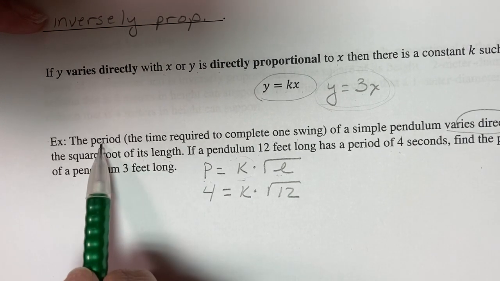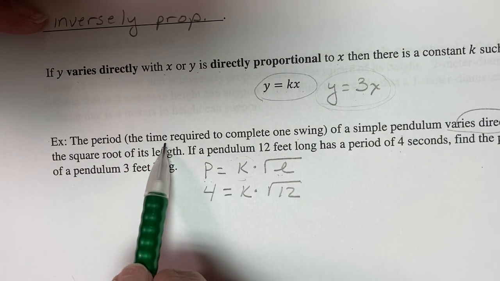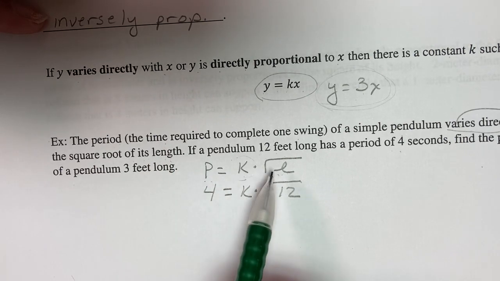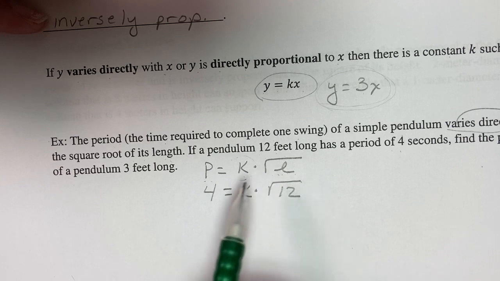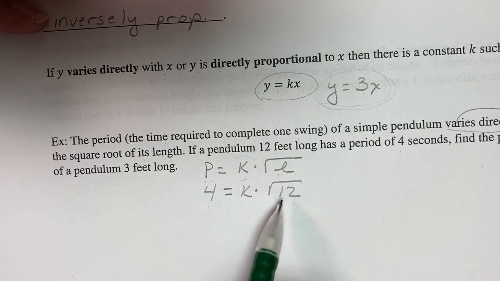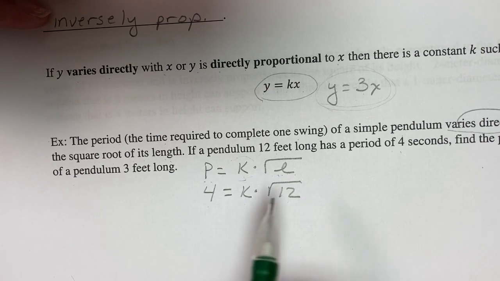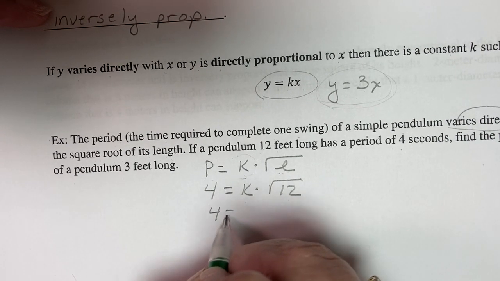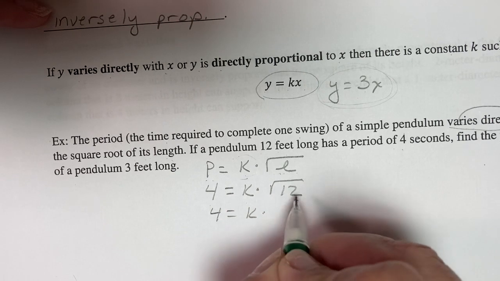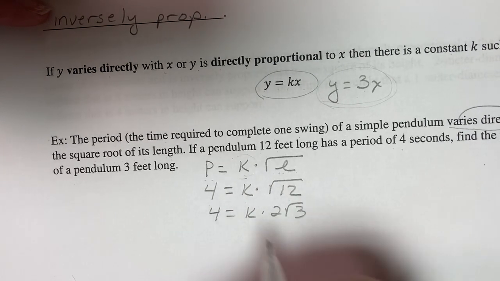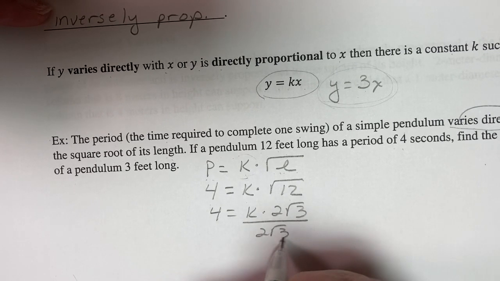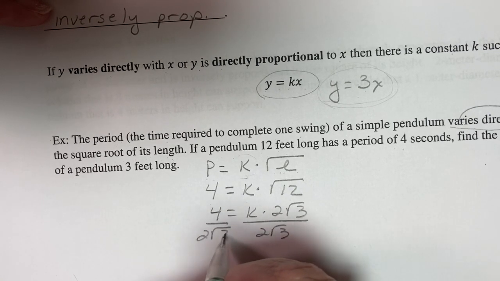So let's go back. The period varies directly as the square root of the length. We now know that if it has a period of 4, its length is 12. So I can take this and solve it for K. Well, let's simplify it a little bit. K times, this simplifies to 2 root 3. So I would divide both sides by 2 root 3.